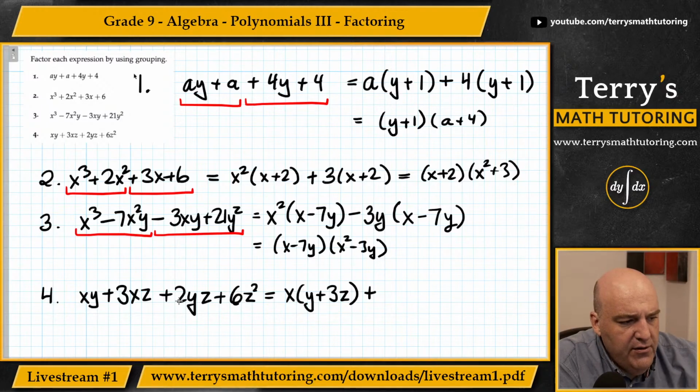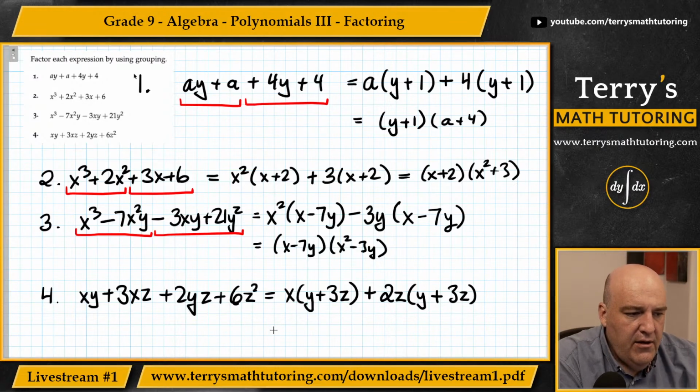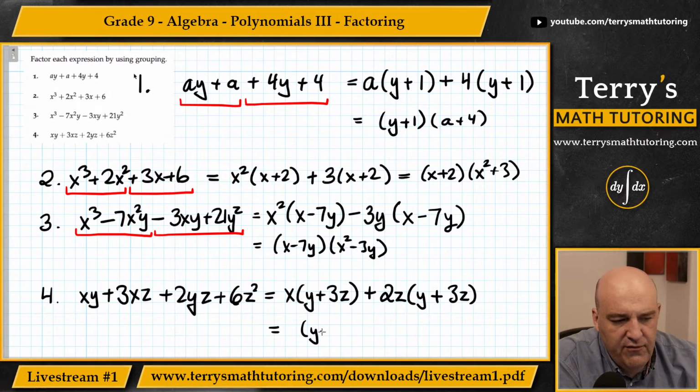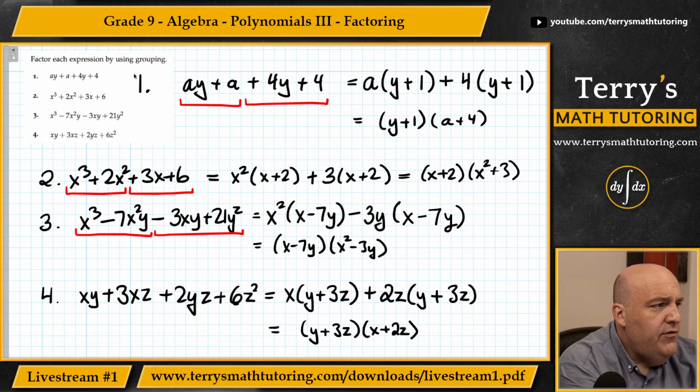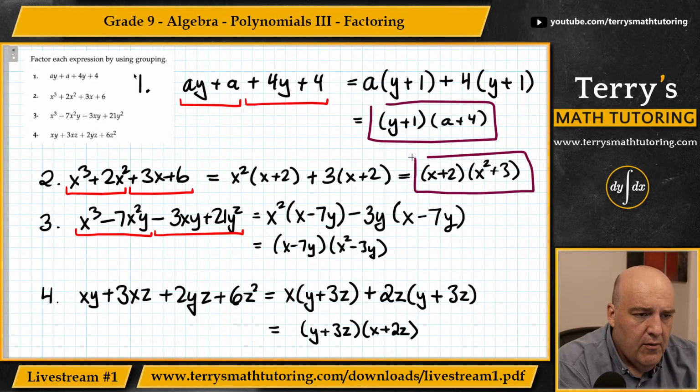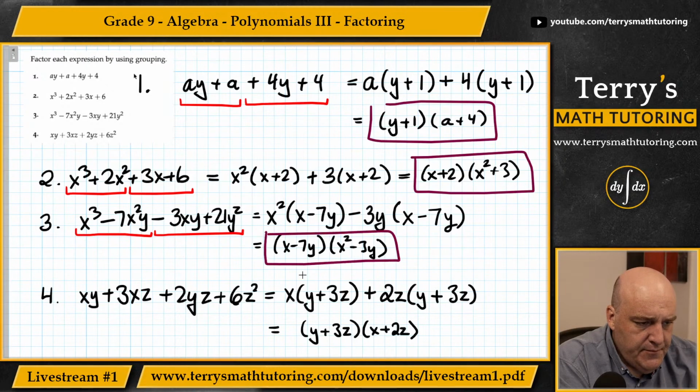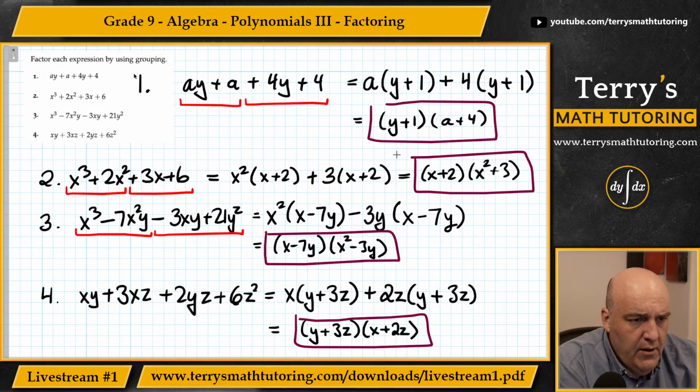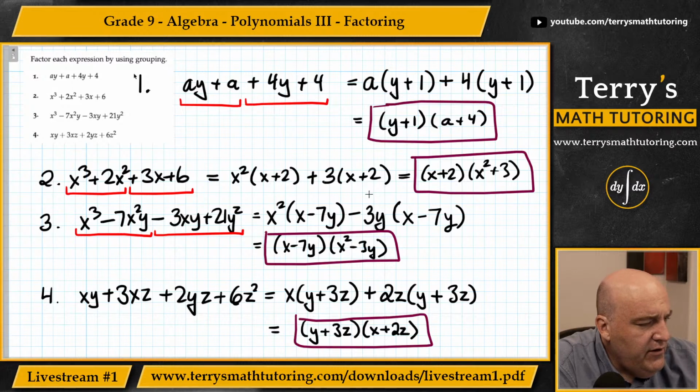And then we factor out here the 2z. And with 2z gone, there's a y left. And then we have a 3z there. And then I notice these are the same. That means everything is good, and we can factor that to the front as a common factor. So these are the answers. Okay, so that's giving us some feeling of grouping.